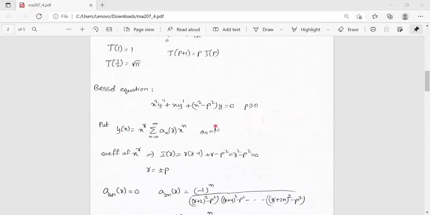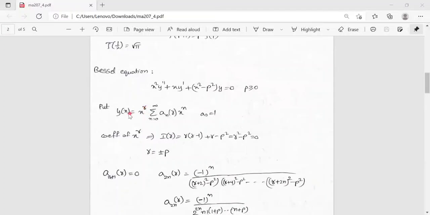And this equation is known as the Bessel equation: x squared y double derivative plus x y dash plus (x square minus p square) into y. We substitute this in place of y to find the solution of this Bessel equation. If we substitute this y in this equation, we get a power series, and if we equate the coefficient of x power r to 0, we get r is equal to plus or minus p.